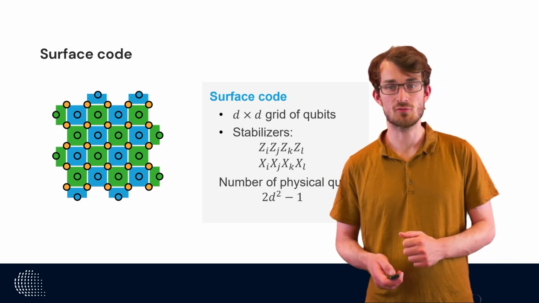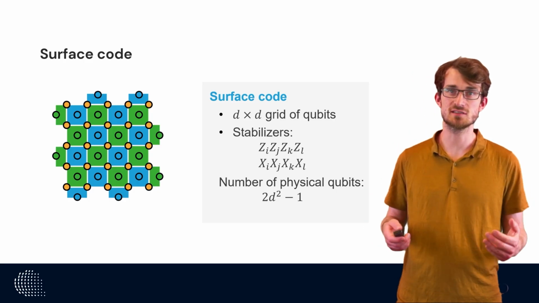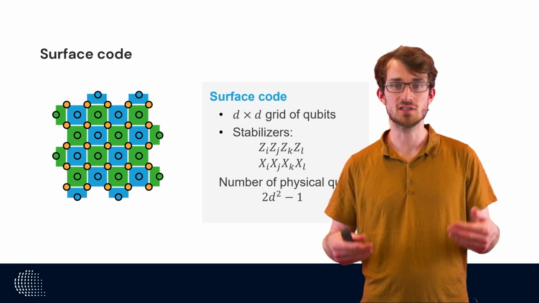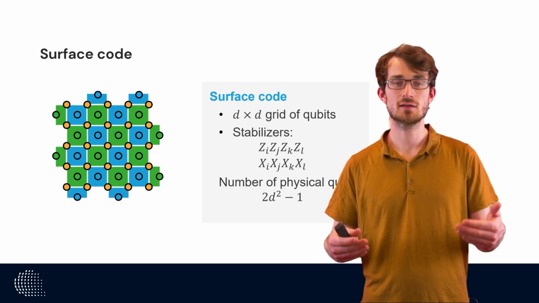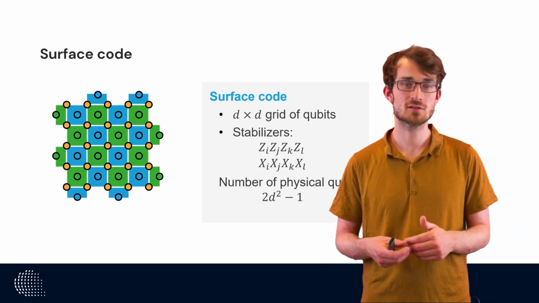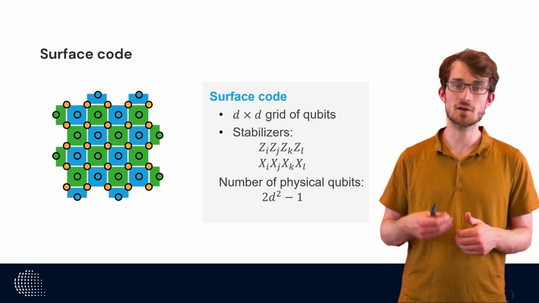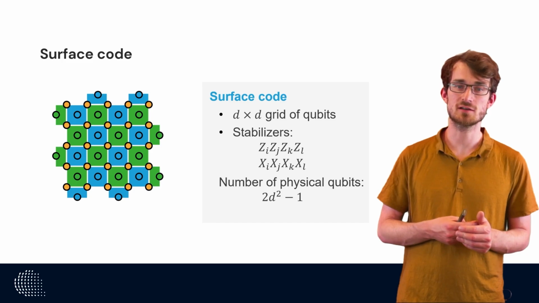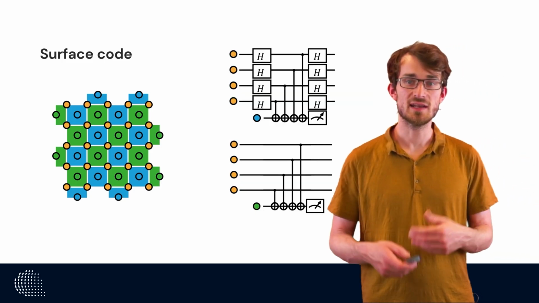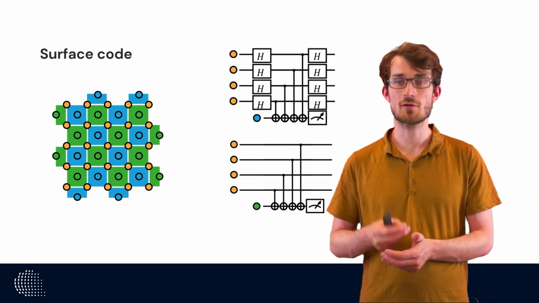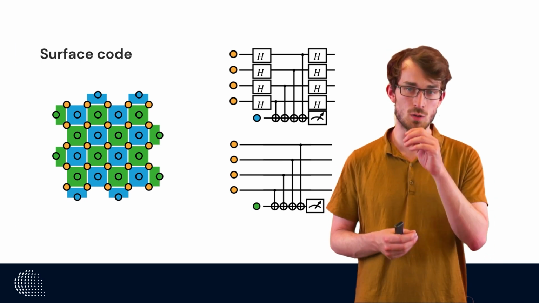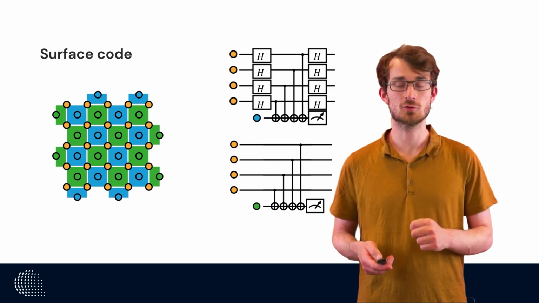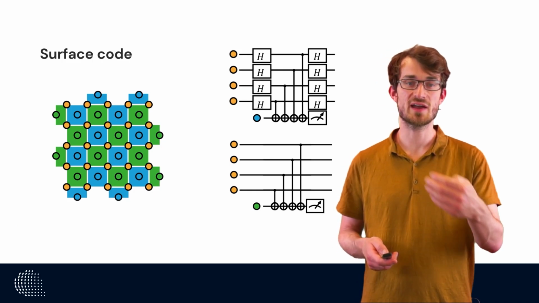Generally speaking, the number of physical qubits that you need for a distance d surface code is, since it's a square, d times d qubits, it's d squared, and then times 2 because of all the ancillary qubits. But you notice that there's one less auxiliary qubit than data qubits, so you get the number 2d squared minus 1. In the surface code, we can then detect the errors by running these circuits. And by looking at the outcome of the auxiliary qubit measurement, we can infer where the errors occurred.